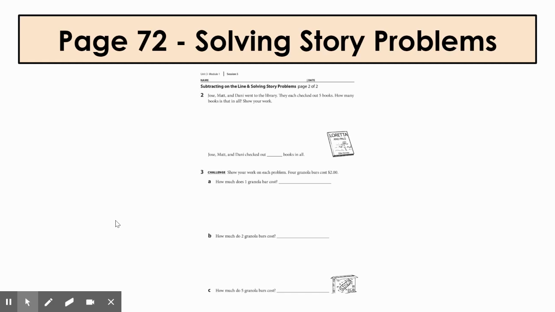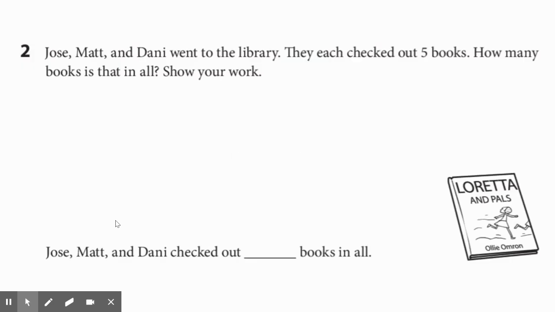All right, let's zoom in on number 2. Jose, Matt, and Danny went to the library. They each checked out 5 books. How many books is that in all? Show your work. There's a space down below to fill in our answer. Jose, Matt, and Danny checked out blank books in all.